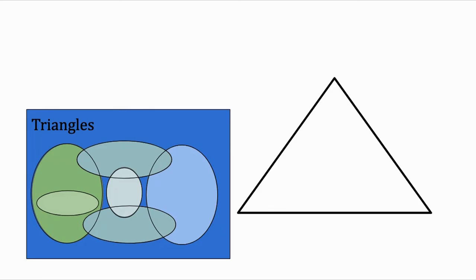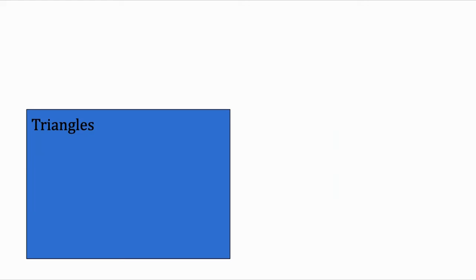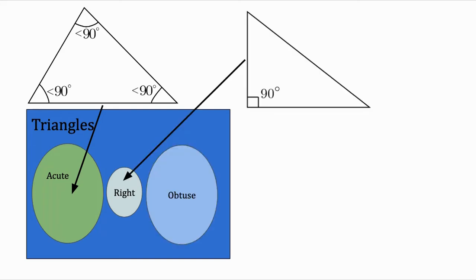From what we already know, the angles in a triangle add up to 180 degrees. Triangles can be classified by their angles: acute, right, or obtuse. Triangles may also be classified by their side length: equilateral, isosceles, and scalene. When we want to classify triangles by their angles, acute triangles' angles are all smaller than 90 degrees. A right triangle has a right angle, meaning an angle equal to 90 degrees. An obtuse triangle has an angle larger than 90 degrees.